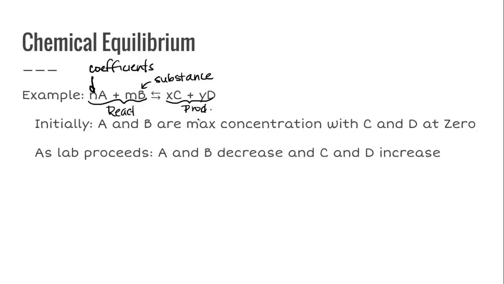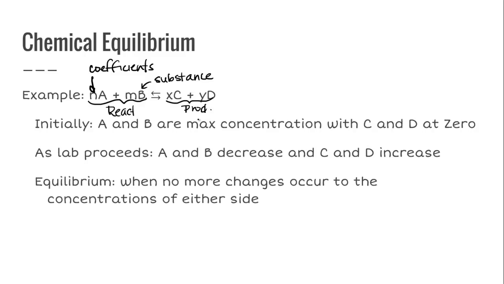As your lab proceeds, though, A and B start to decrease, and C and D will start to increase. And we have reached equilibrium when no more changes occur to the concentrations of either side. So not necessarily your amount, but your concentration doesn't change back and forth anymore. We're not seeing any more happen.